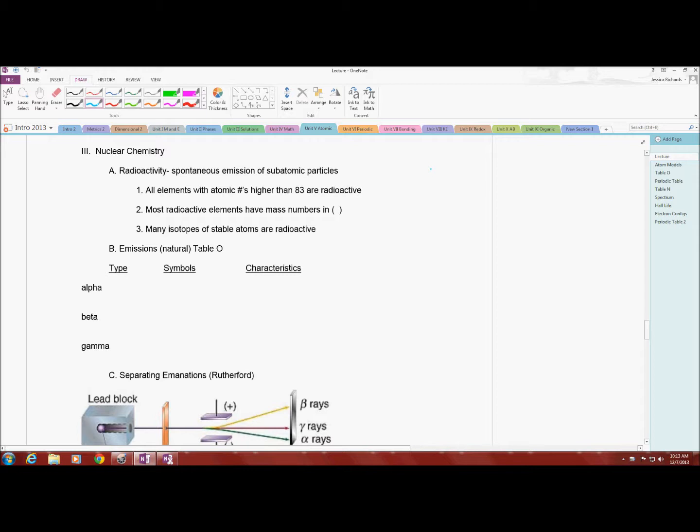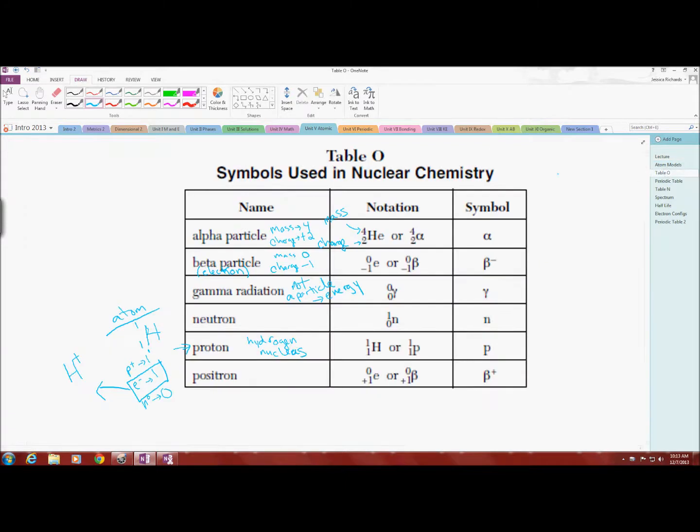So the first thing we need to talk about is what is radioactivity in the first place. All it means is something is radioactive. It means that it will spit out subatomic particles, so particles smaller than the whole atom are being given off. Subatomic particles are listed on Reference Table O. We talked about this earlier. Top number's the mass, bottom number's the charge. The ones that you're responsible for are listed here.